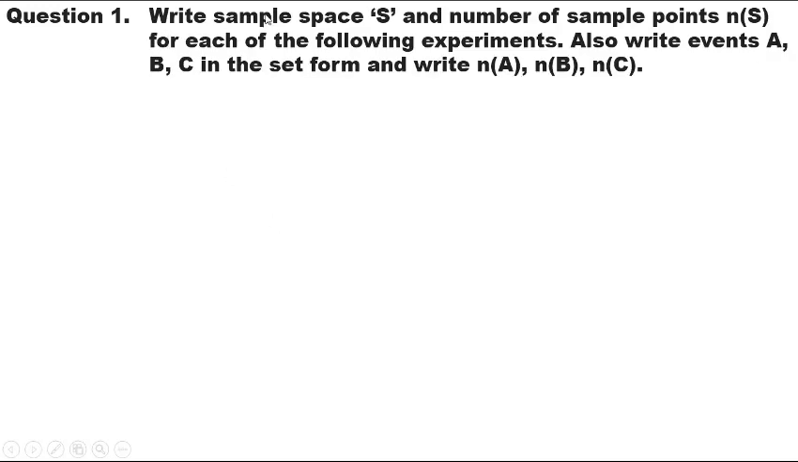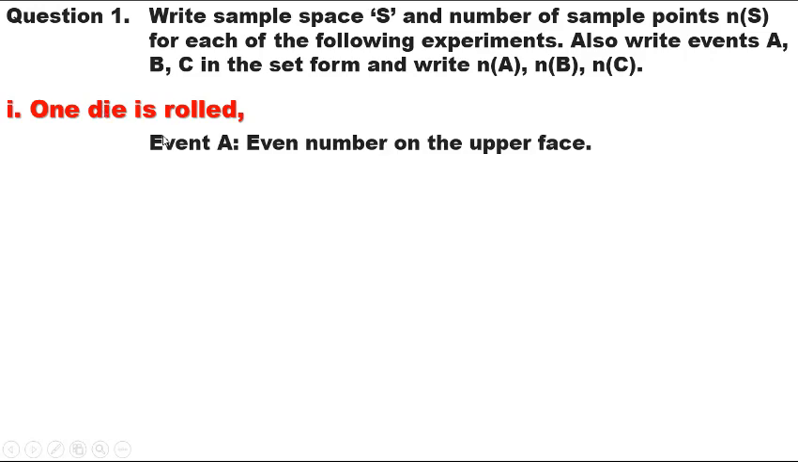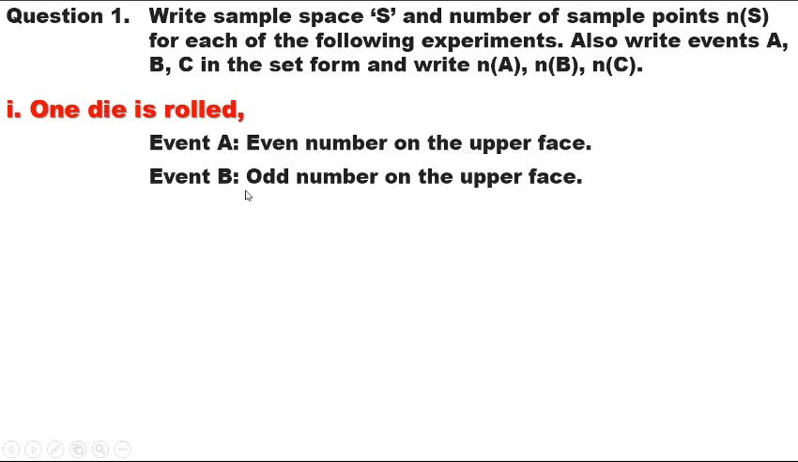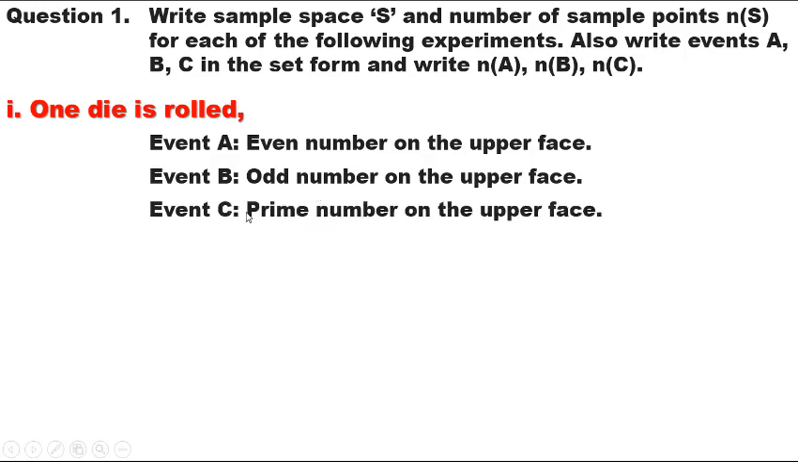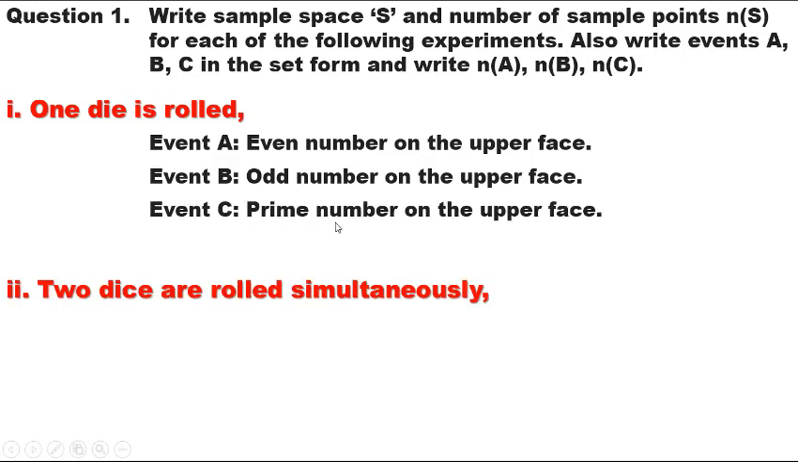Question 1. Write the sample space S and the number of sample points n(S) for each of the following experiments. Also write the events A, B and C in set form and write n(A), n(B), n(C). First, one die is rolled. Event A: even number on the upper face. Event B: odd number on the upper face. Event C: prime number on the upper face.